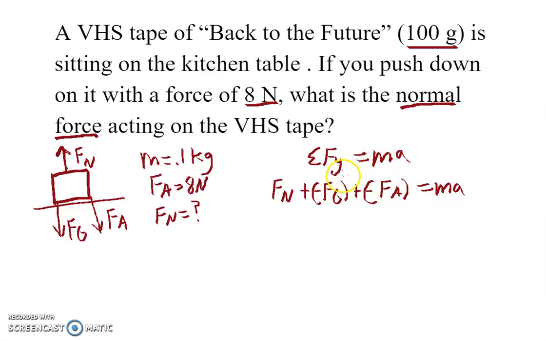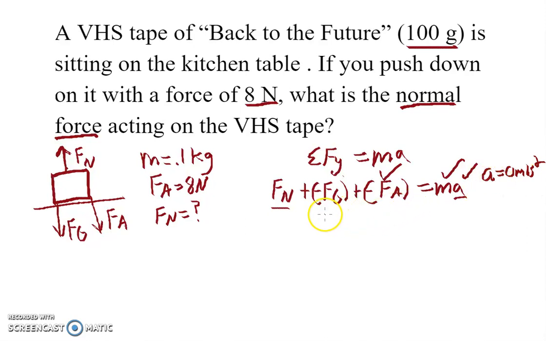Let's think about what we know. We don't know Fg. We're looking for Fn. We know Fa. We know the mass. If we think about the acceleration, let's think about what's happening. It's sitting on a table, so it's not moving. It's being pushed, but it's not moving. It's not falling through the table. It's not flying into the air. So if an object is not moving like this, there's no acceleration because there's no change in velocity. It's a little bit tricky, but if you think about it, we can know that the acceleration is 0.